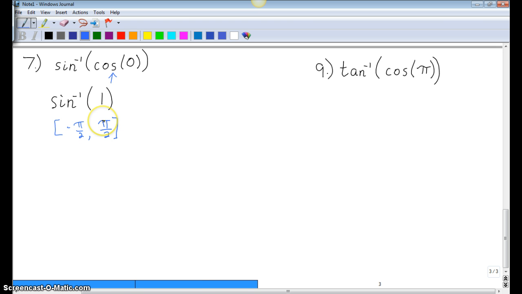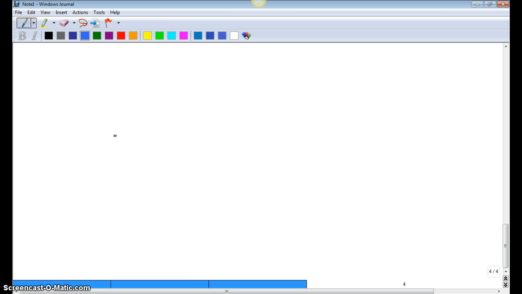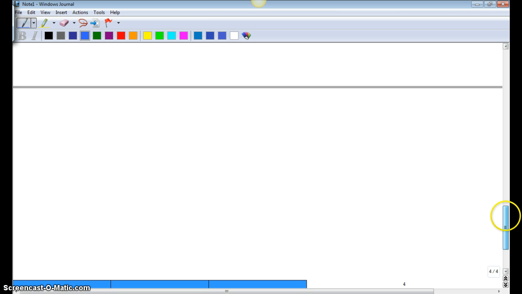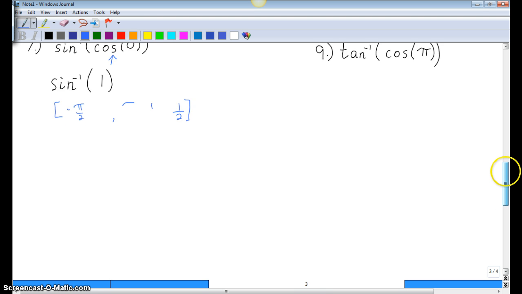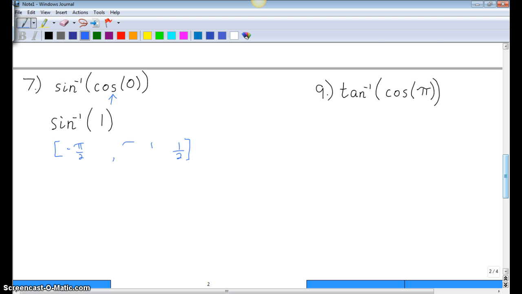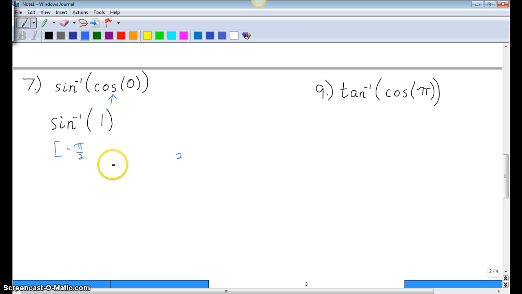Alright, so we can cut that in half, you know, negative pi over 2 to 0. Sorry, there we go. Okay. Not really sure what happened there. Alright, anyways, back to whatever just happened with my computer there.